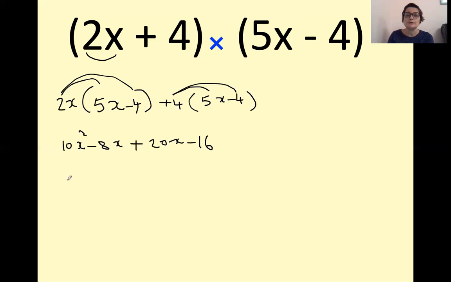And let's see if you can simplify anything. So 10x to the power of 2, there's no other term that has x to the power of 2, so I'm going to leave it as it is. Minus 8x plus 20x: yes, I see x here, x here, same letter, same power. So both of them make 12x, because minus 8x plus 20x is 12x, and minus 16. Leave minus 16 as it is. This is the final answer. You can't go further, and you cannot simplify.